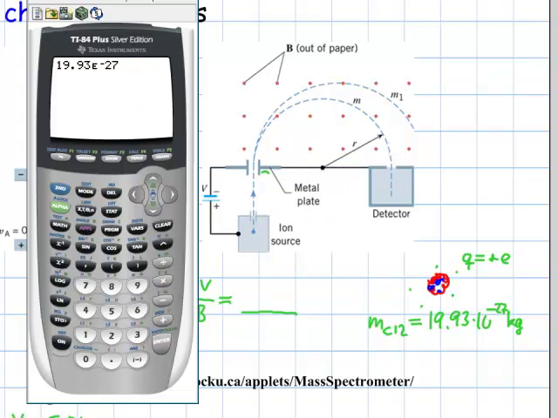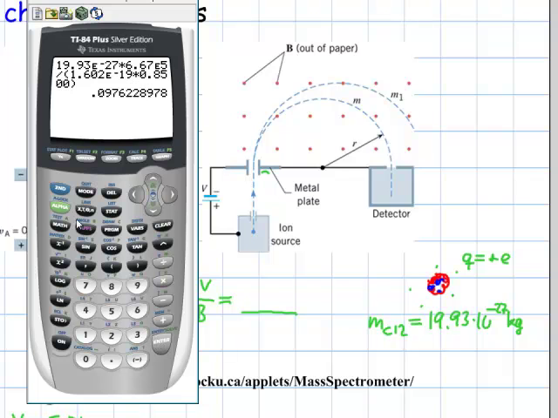Alright. So negative 27 times the given velocity of 6.67 times 10 to the 5th meters per second, divided by one positive electron charge times the given 0.8500 Tesla, and I come up with this kind of radius. This would be in meters, so 0.0976 is the radius.